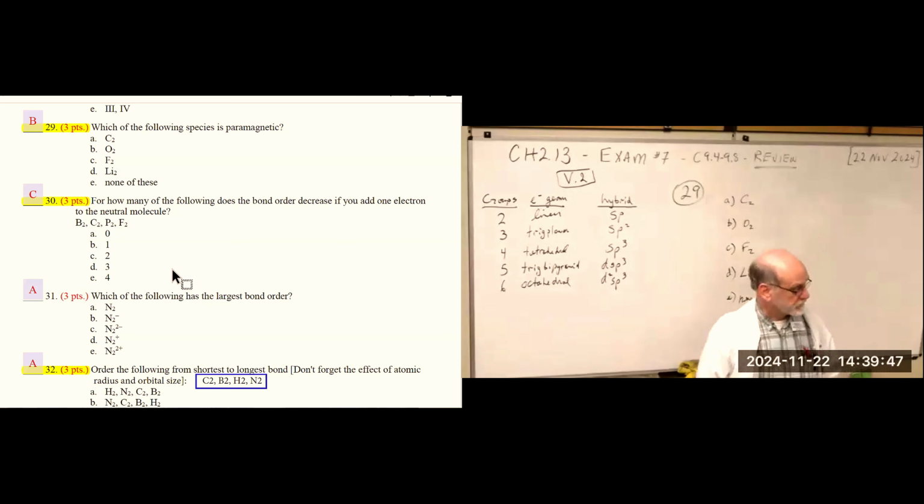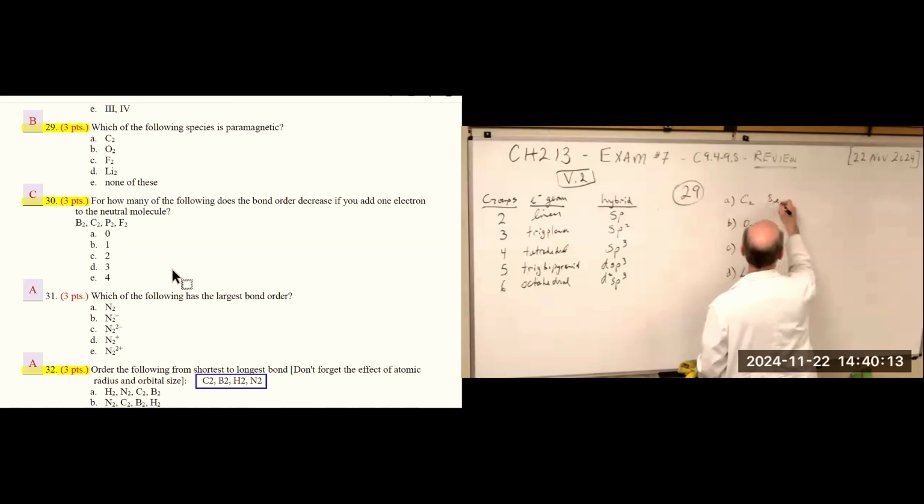So C2 is going to be sp mixing. And in order to answer a paramagnetic diamagnetic question, we do have to have the proper molecular orbital sequence. Let's do electrons first, and we're only going to do valence electrons. So 2 carbons would be 8 electrons. Oxygen would be 12 electrons. This would be 14 electrons. And lithium would only be 2 valence electrons.